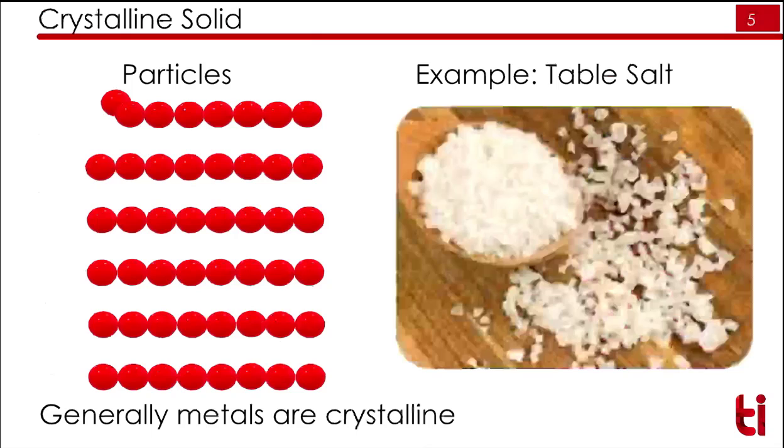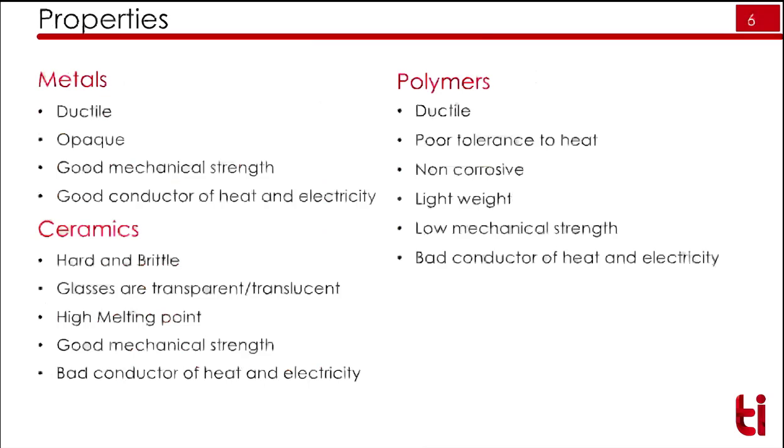While in crystalline materials such as metals, the atoms are arranged periodically, infinitely in 3 dimensions, and generally these materials are crystalline. For example, table salt. And this periodicity or non-periodicity determines the properties of the materials. For example, metals are generally highly ductile, while ceramics or glasses are very brittle in nature.